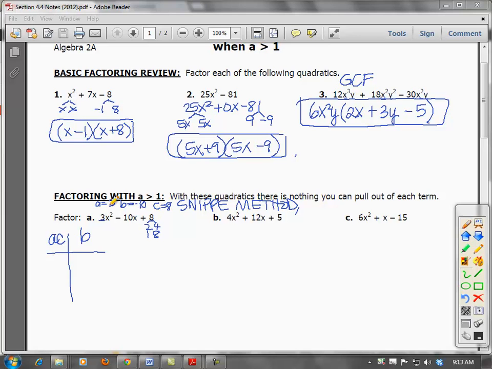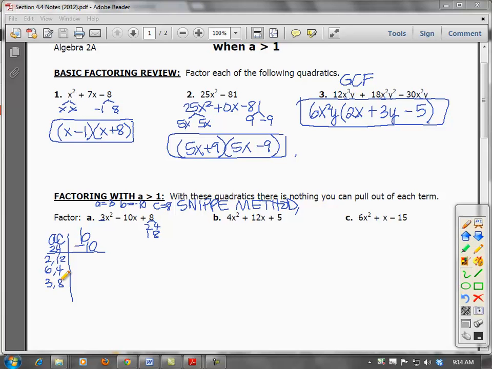Okay, so I take A times C, 3 times 8 is 24. And I want it to add to negative 10. So what I'm going to do is list the factors of 24. Well, I know I could do 2 and 12, or 6 and 4, or 3 and 8. Those are kind of the most common.